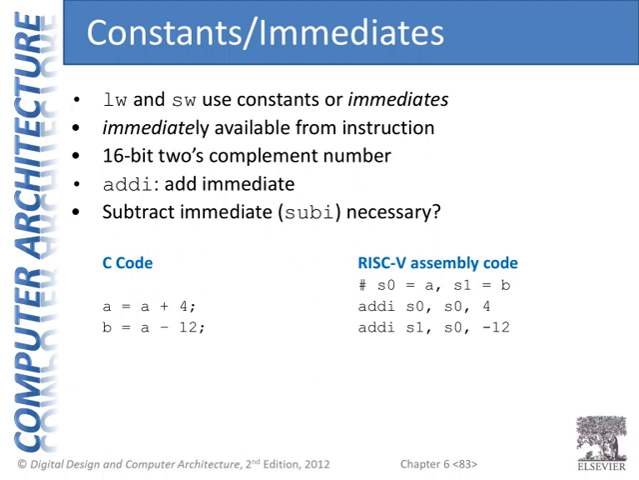So let's talk about our constants and immediates again. Remember, load word and store word use constants as well as add immediate. And again, remember, they're called immediates because, well, now we can see they're immediately available from our instruction. I don't have to go to memory to get them. I don't have to go to a register to get them. They're encoded directly in the instruction. And remember that our load word, store word, and add immediate are using a 12-bit two's complement number. In MIPS it was 16, but in RISC-V it's a 12-bit two's complement number.